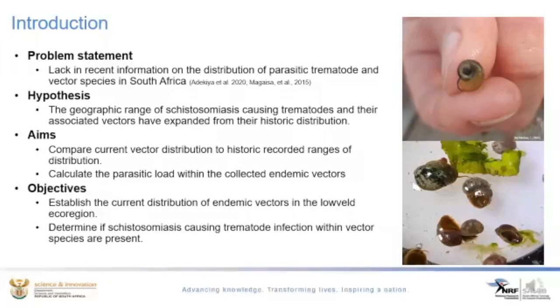These aims will be achieved by completing the following objectives: to investigate sites of historic importance and potential new sites, to compare current distribution with the historic recorded ranges of distribution, and to perform water analysis and habitat assessment on selected sites to determine the contributing environmental factors and habitat suitability, and to identify parasitic infections in vector species.